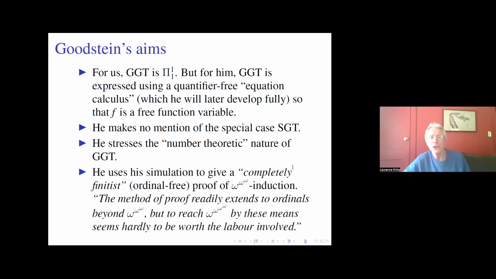So let's see. Goodstein's aims were not about, therefore, independence results from first-order arithmetic. He wasn't even interested in first-order arithmetic. So for us, it's a pi-1-1 statement. How could he finitistically talk about this? Well, he basically uses f as a free function variable. So he thinks of his statement as written with a free f, which you can, I guess, justify finitistically. It just says, give me f, and I can plug it in, I suppose.